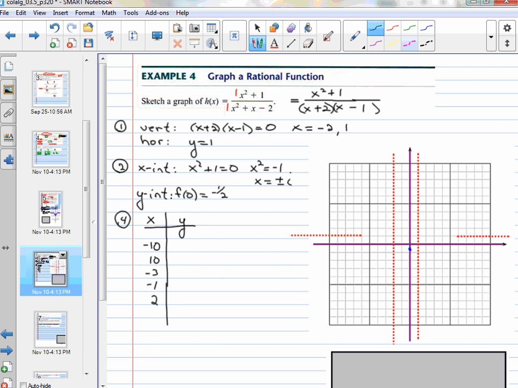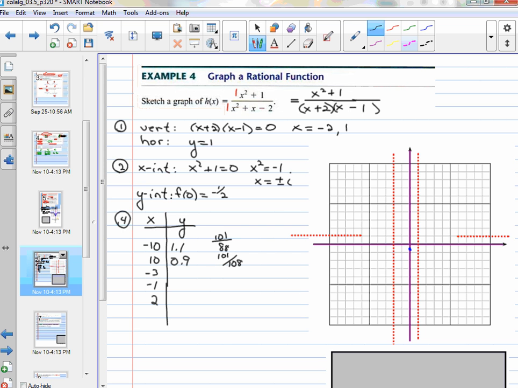-10 squared is 100 plus 1. I have 101. That's 100 minus 10 is 90, minus 2 is 88. What does that give us approximately? 101 divided by 88. Say that again? 1.1. If I put a 10, now this will be a little different. 10 squared is 100 plus 1, that's still 101. 10 squared is 100 plus 10, 110 minus 2. 110 minus 2 is 108. Divide that one. How much? 0.9. About 0.9.